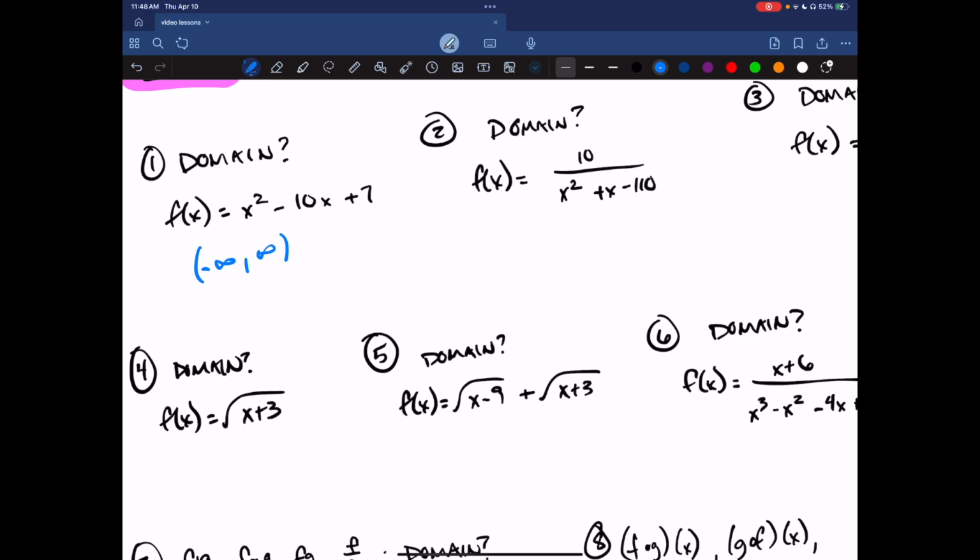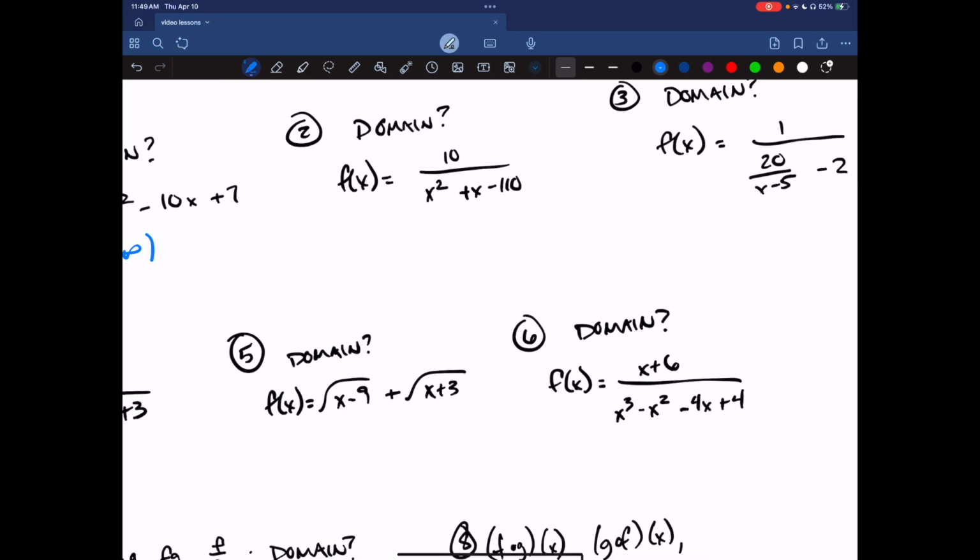Number 2 is a little more complicated because I have a fraction. You can't divide by 0, so we're going to find out what makes the whole thing 0. So I'm going to set the whole thing, x squared plus x minus 110, equal to 0, and factor that. That's going to be x, 10 times 11. All right, 11 is bigger, so I guess it's down in the middle. So it's going to be plus 11, minus 10.